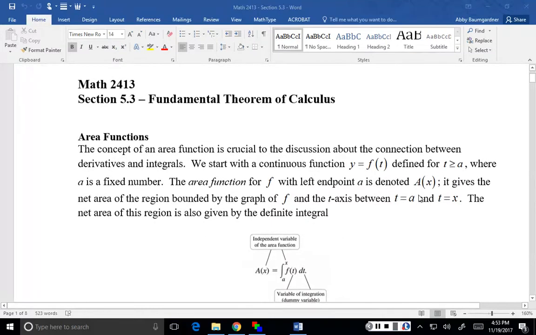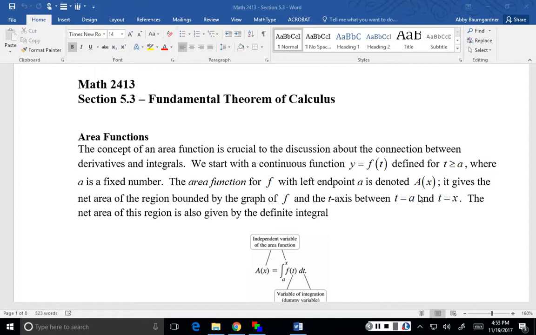Section 5.3 is the fundamental theorem of calculus. Here we want to relate the concept of an area function to what we've been talking about because it's crucial to the discussion or the connection between derivatives and integrals.